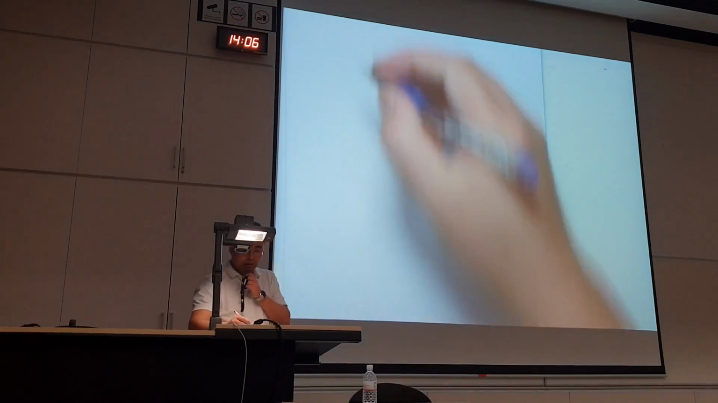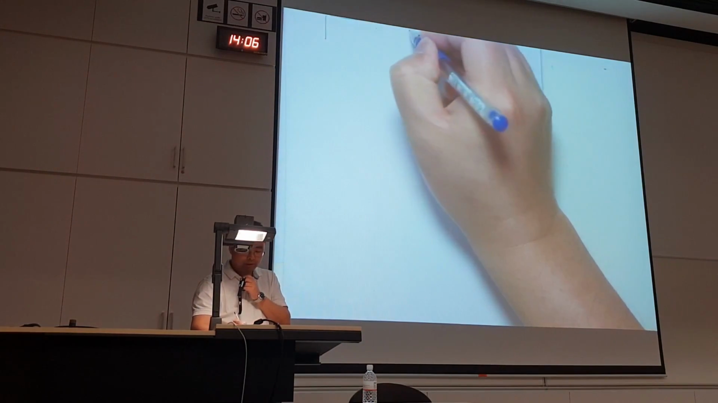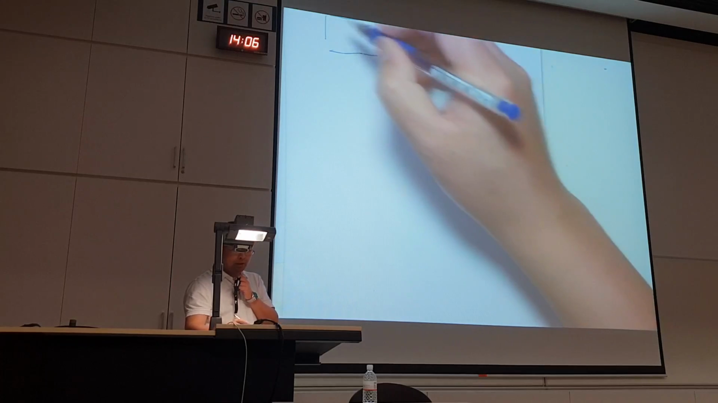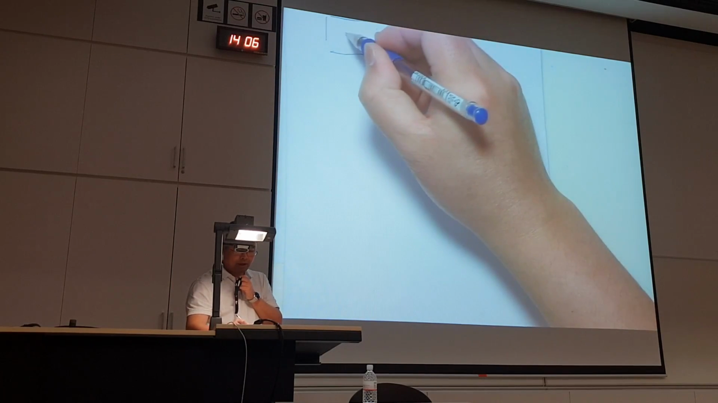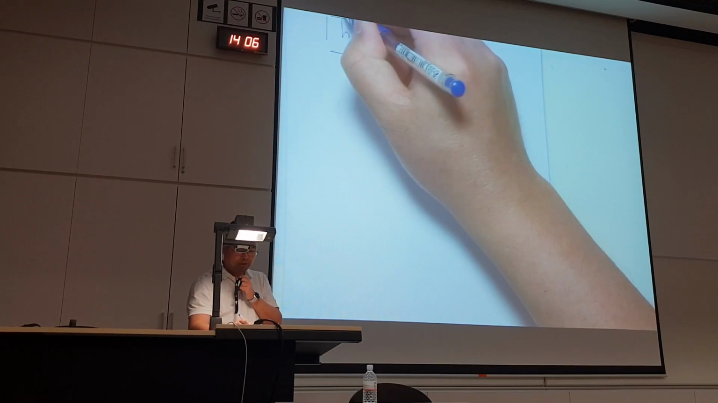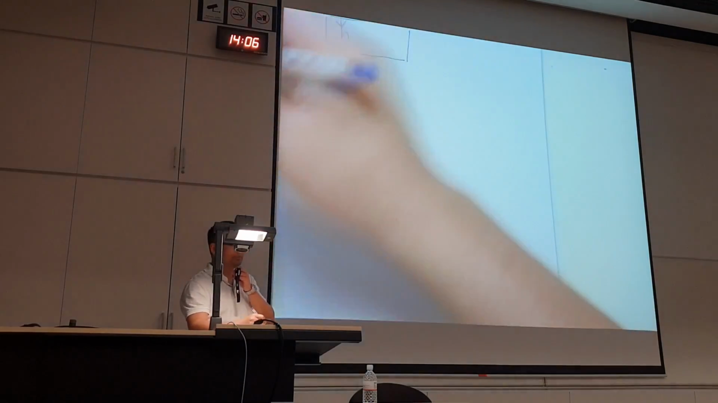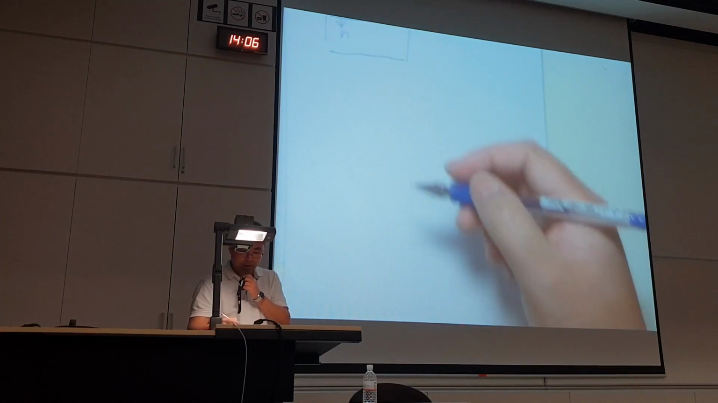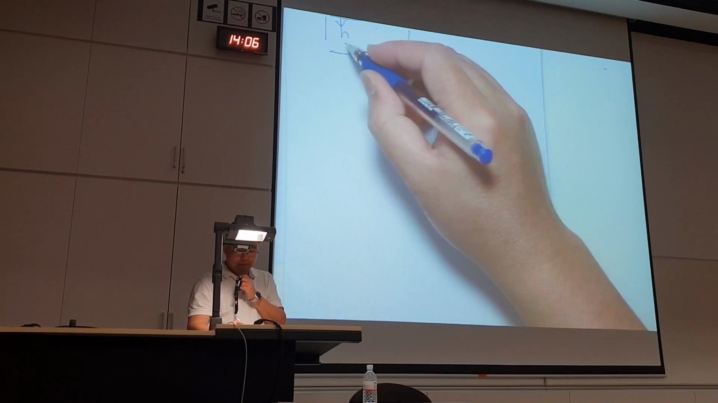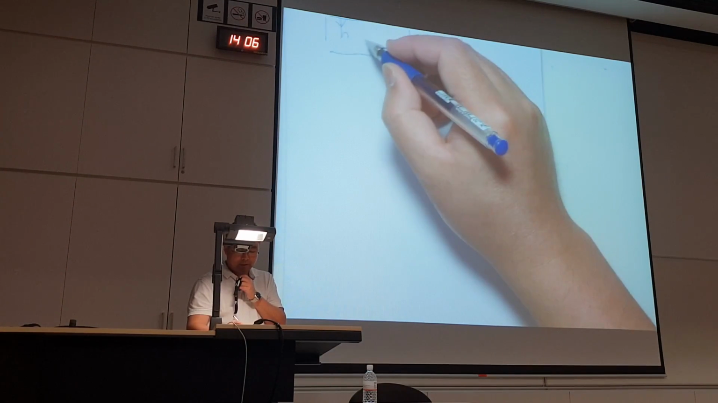Okay, so now you have a block, right? Inside the block, you have a hash. This is the hash value of the previous block. That's why we have the so-called hash chain. So this is the hash, and then you have the transactions.